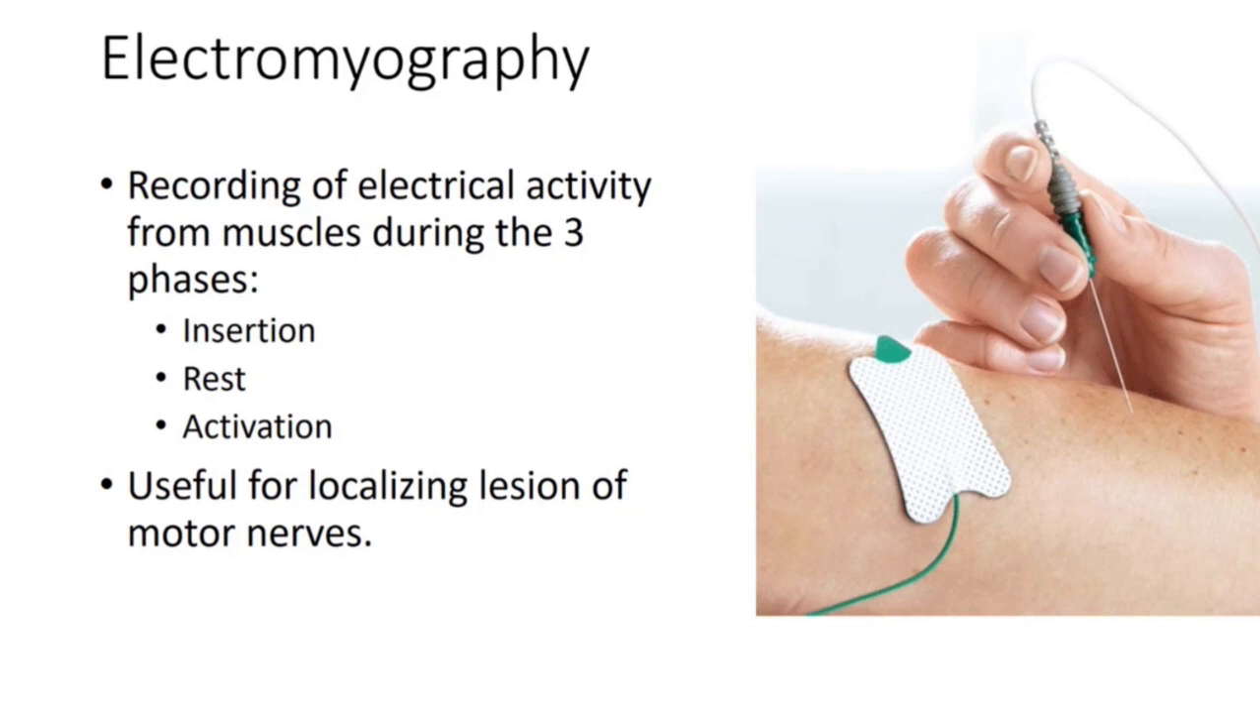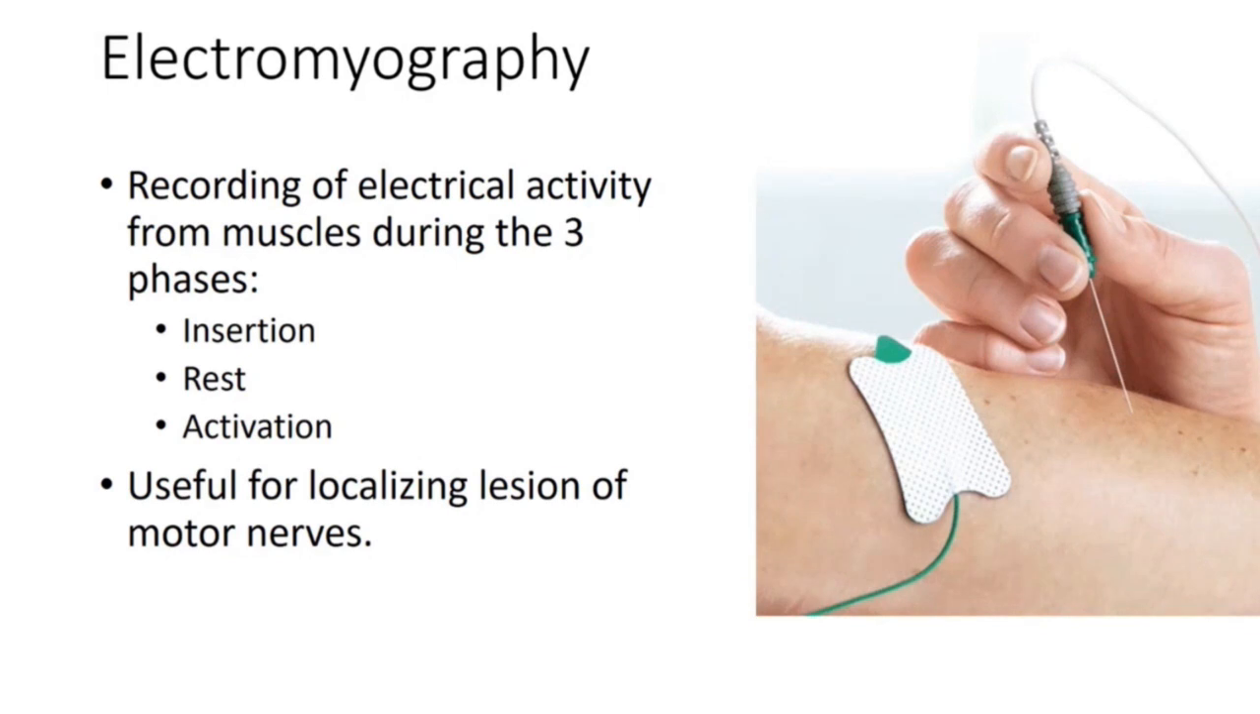Briefly, I want to go over electromyography. What this is, the practitioner, the neurologist or the PM&R doc, is going to take a needle and put it into the muscle. And they're going to evaluate the response in different phases. So there's an insertion phase, a rest phase, and an activation phase. And then they're going to look at a readout on the screen and look at waveforms and interpret what they see. But they're also going to listen to what they hear, which is the firing of motor unit action potentials, right? This is looking at muscles.